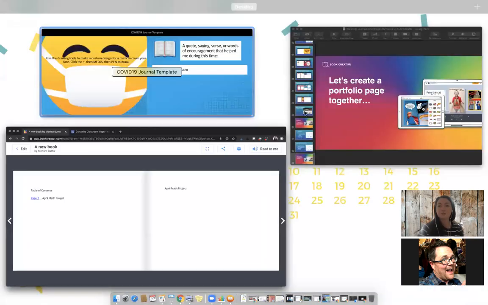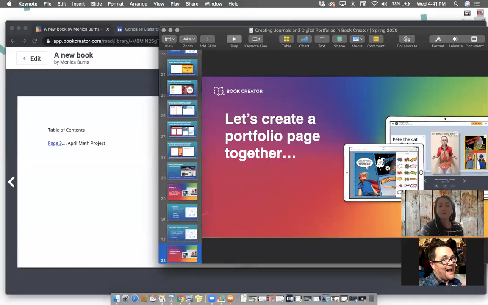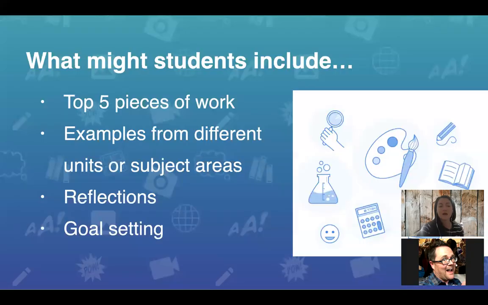So if you are doing portfolios with your group, you can think about including some of the pieces that I mentioned. Maybe it's a top 5, top 10, right? Depending on your time frame, examples from different units or subject areas. You can put a little audio reflection on each page or a video where a kid tells you the story behind that piece of work, and even some goal setting based on what they created. So really something special that you can do.